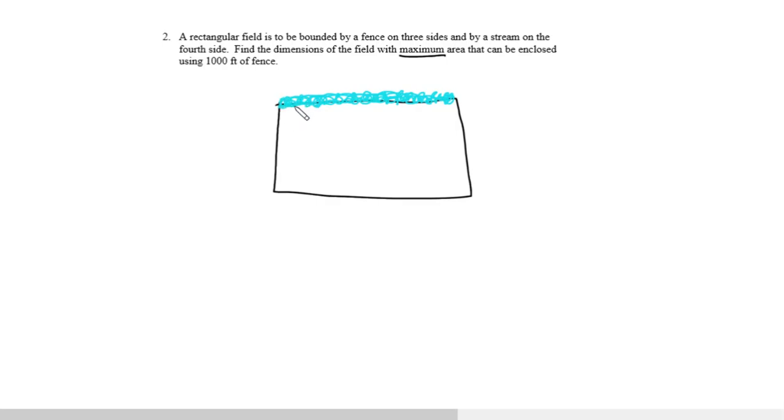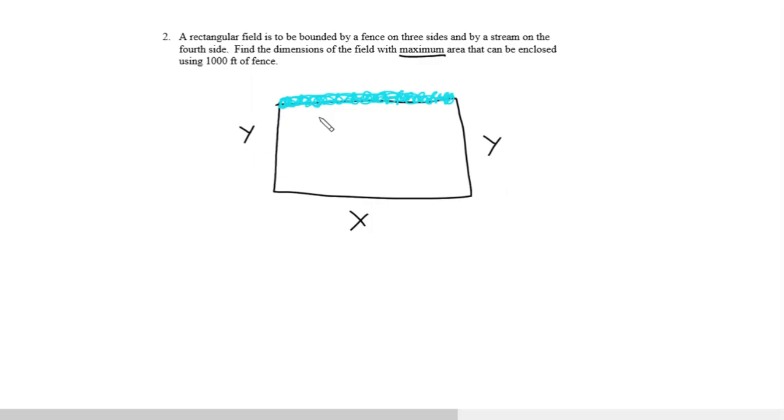So there's the stream, and then all of these black sides are the sides of the fence. What I want to do is label this as best I can, and this is a rectangle, so I'm going to give it a length and a width. I'll label this X and these two sides Y. It doesn't really matter. It won't matter in the end, honestly.